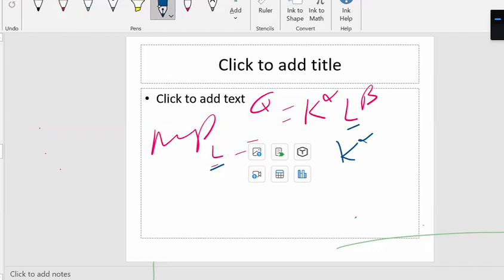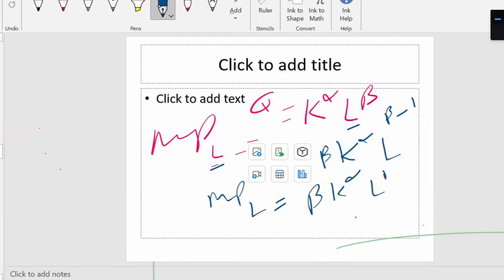Sasa ukidifferentiate with respect to L, andika L hapa, sawa? Alafu hii beta uilete wapi? Uilete huku, sawa? Alafu hii beta juu minus what? You remember? Yeah. Manake marginal product of labor ni sawa na beta K alpha L beta minus what? Minus 1. That is a marginal product of what? Labor.